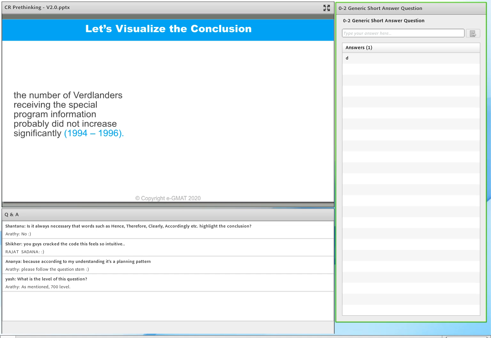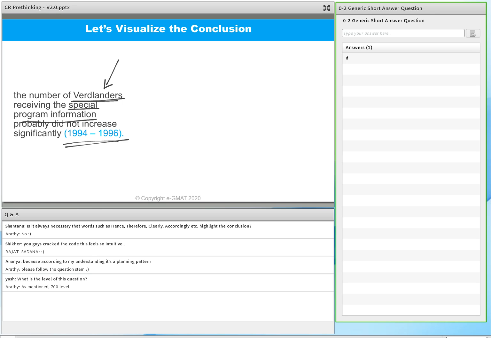It's really important, as I said, to visualize this conclusion. As I visualize this, I want you to observe certain things about it. One, it's only about V's, not about people from outside. Second, it's only talking about V's who receive one kind of information, which is special program information. And the third thing is it's comparing two time periods, 1994 and 1996.